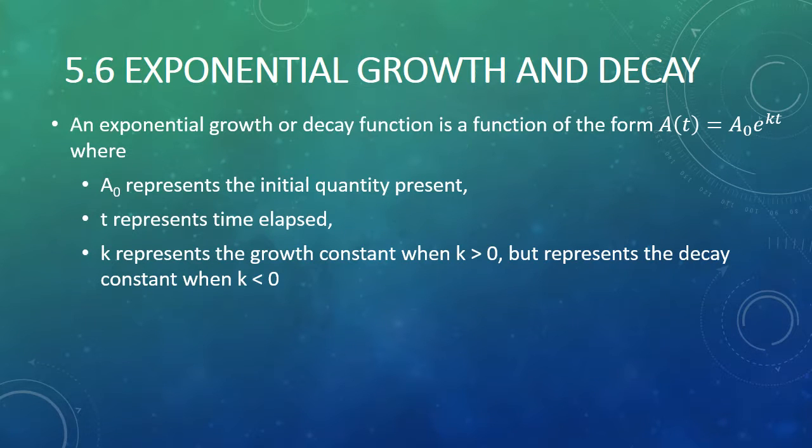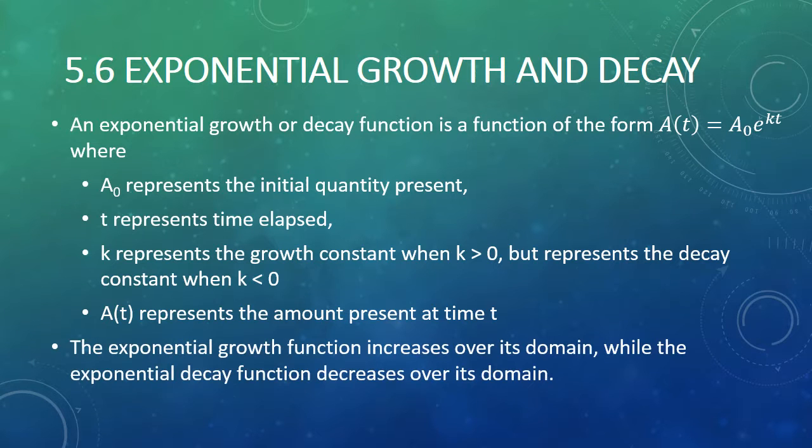K represents the growth constant when it is positive, but it represents the decay constant when it's negative. So if that power is positive, the function will be growing, and if it's negative, it will be decaying. A of t represents the amount present at a given time t. The exponential growth function increases over its domain, which is what you would expect if it's growing, while the exponential decay function decreases over its domain, again, what you would expect.